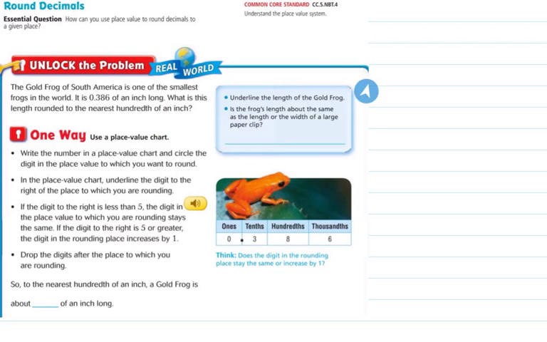So what we're going to do is follow the directions given in this blue box for us. First, we're going to underline the length of the golden frog. Then, is the frog's length about the same as the width of a large paper clip? So we're going to underline the length of the frog, which was 386 thousandths of an inch. Now, boys and girls, if we think about it, it is about the width of a large paper clip.